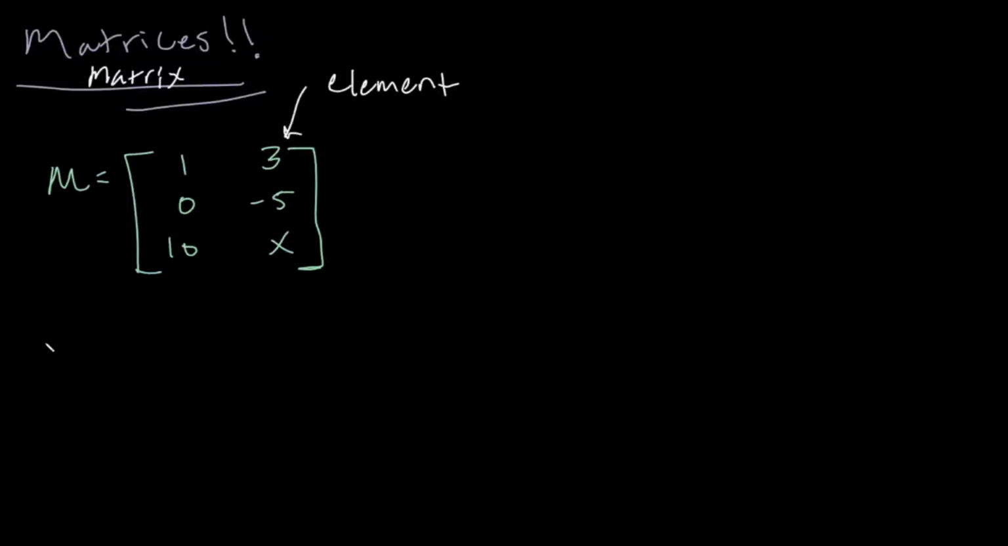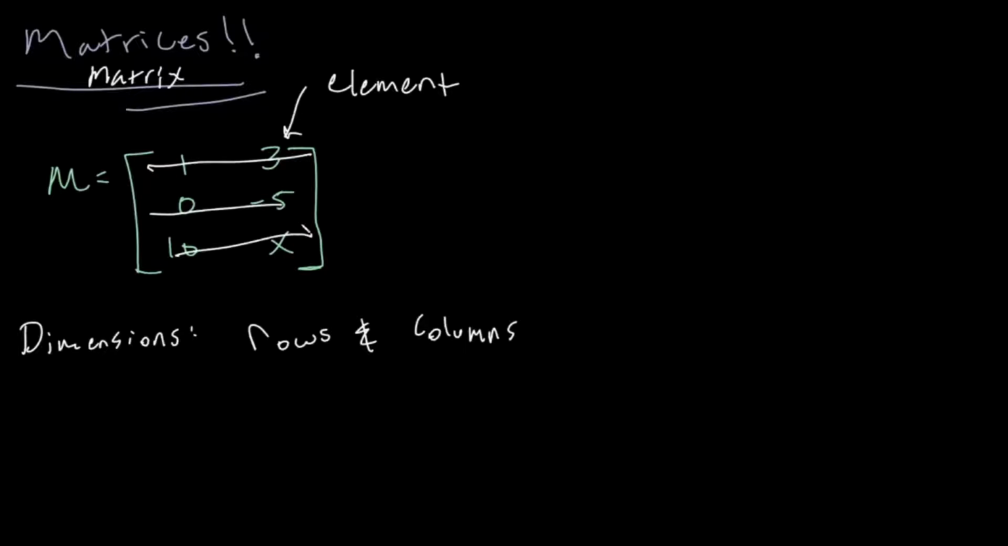Matrices have dimensions. And by dimensions, I mean rows and columns. So let's count how many rows there are. It's like if you were in a theater or a classroom. That's 1 row, 2 rows, 3 rows. So there's 3 rows.